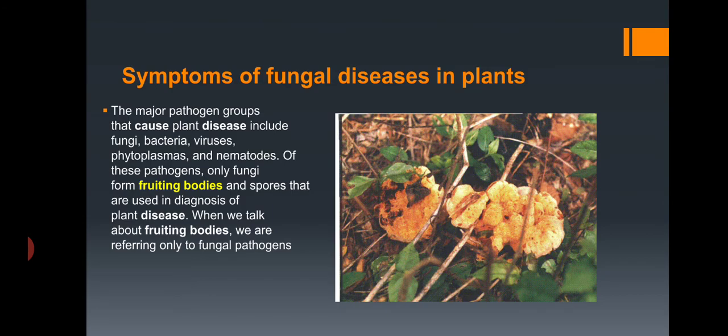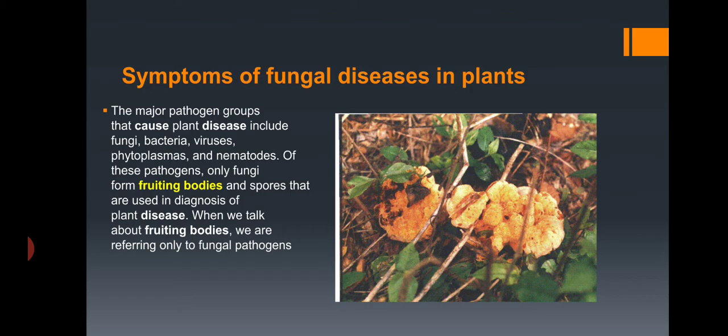Then, the major pathogen groups that cause plant diseases include fungi, bacteria, viruses, and sometimes phytoplasmas and nematodes. Of these pathogens, only fungi form fruiting bodies. Okay. And fruiting bodies and spores are used in the diagnosis of plant disease.